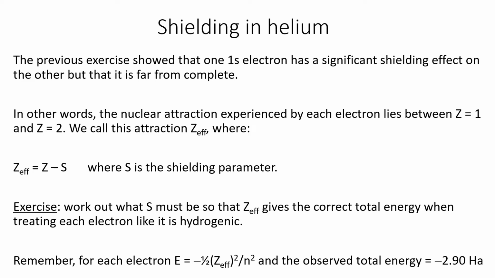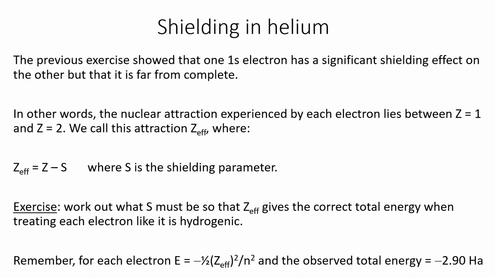That's to say, to find the shielding parameter S. This is the S that we subtract from the actual nuclear charge Z to give us the effective nuclear charge, Z_eff, that the electron experiences. What we're going to do is take the actual total electronic energy, minus 2.9 Hartrees, which we found from the experimental first ionization energy plus second ionization energy of helium.